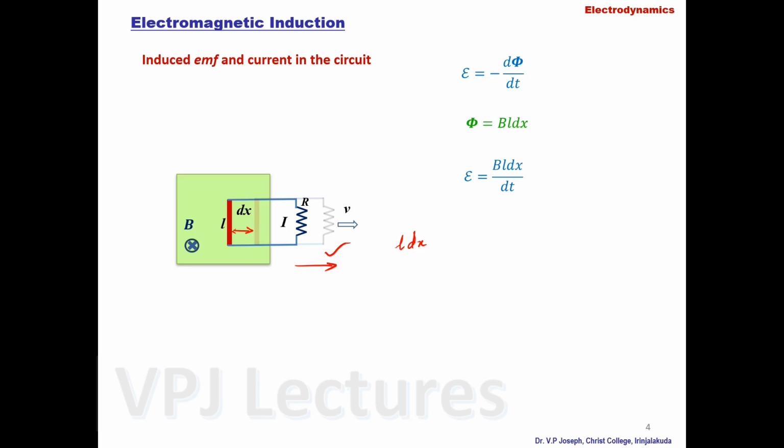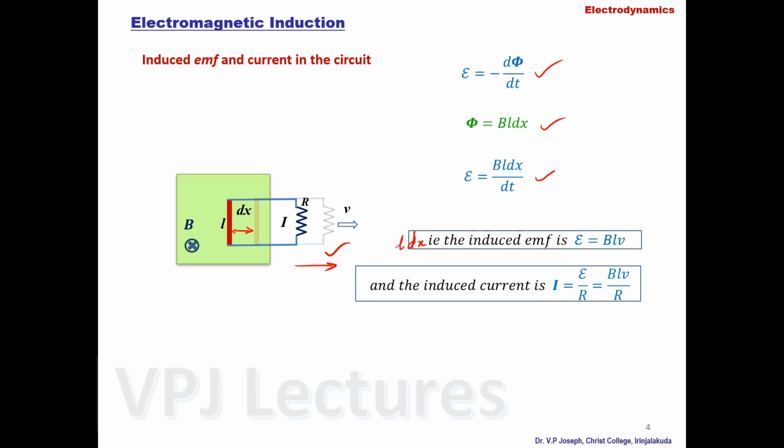So the electromotive force or induced EMF is given by minus d phi by dt, and phi is equal to B into area. B into area is equal to B into L dx in this case. So E is equal to B L dx by dt. We are not considering the direction. And dx by dt, we know, is the velocity. So we can say that the induced EMF is given by E equals BLV.